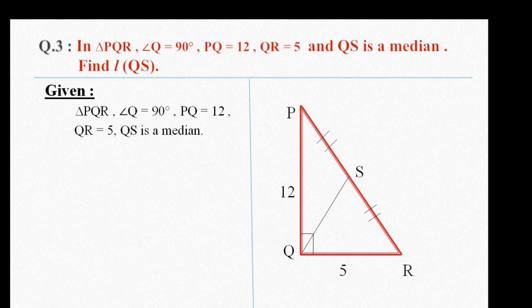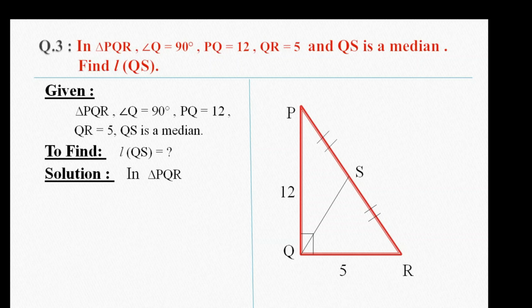Now see, first you write down the given, children: triangle PQR, angle Q is 90 degrees, PQ is 12 units, QR is 5 units, QS is the median. To find the length of QS, QS is nothing but the median of the right angle triangle. Before starting with the solution, what says the property of the median? QS is half of the hypotenuse. But if you observe the figure, the hypotenuse is not given to you, but the triangle is a right angle triangle.